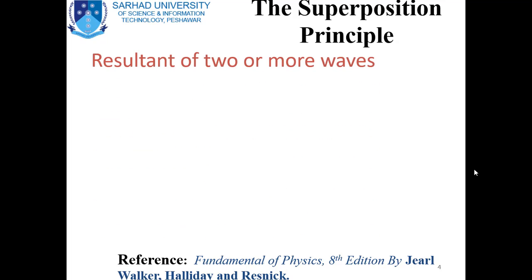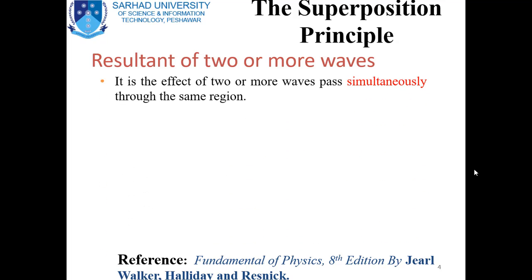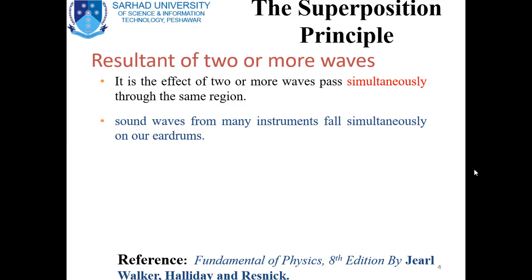This principle gives us a resultant of two or more waves. So it is the effect of two or more waves passing simultaneously through the same region of space. For example, sound waves from many instruments fall simultaneously on our eardrum. And another example, the electrons in the antennas of our radio and TV receivers are set in motion by the net effect of many electromagnetic waves from many different broadcasting centers.